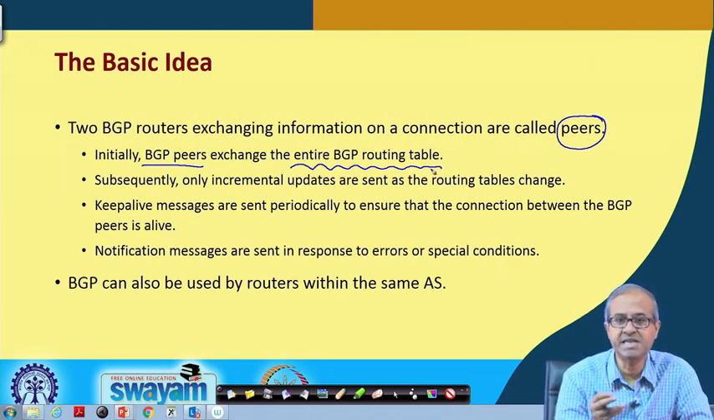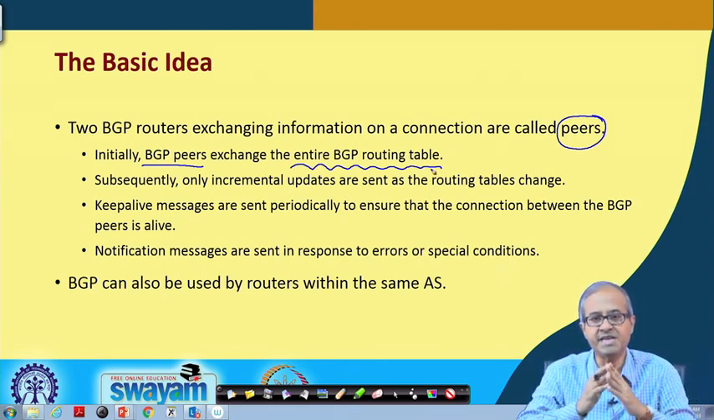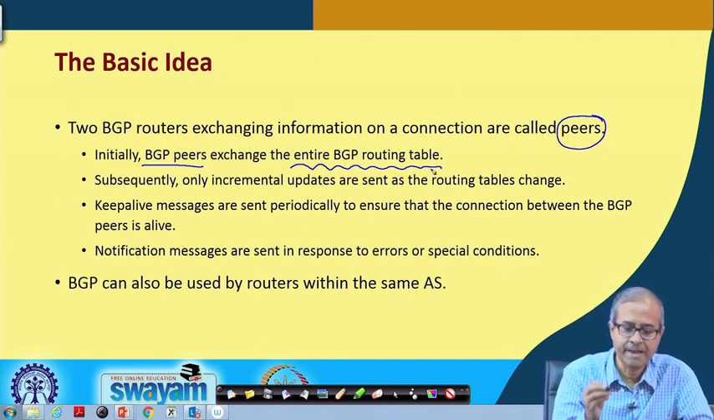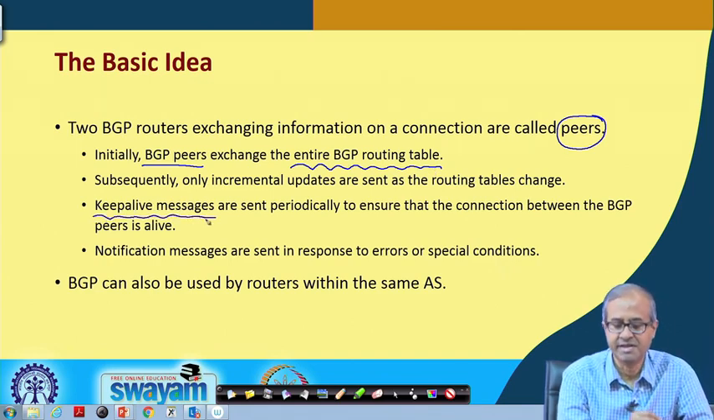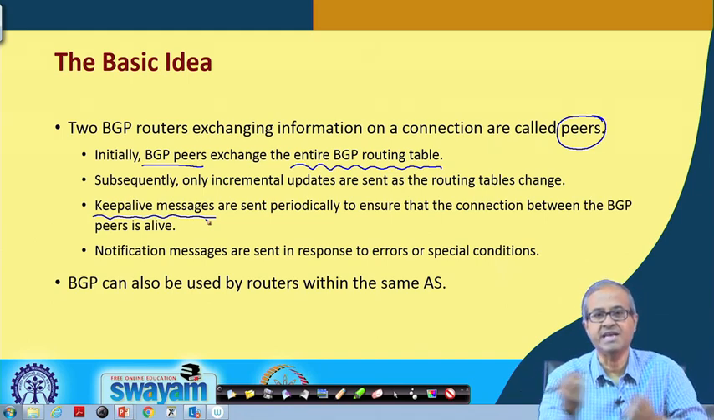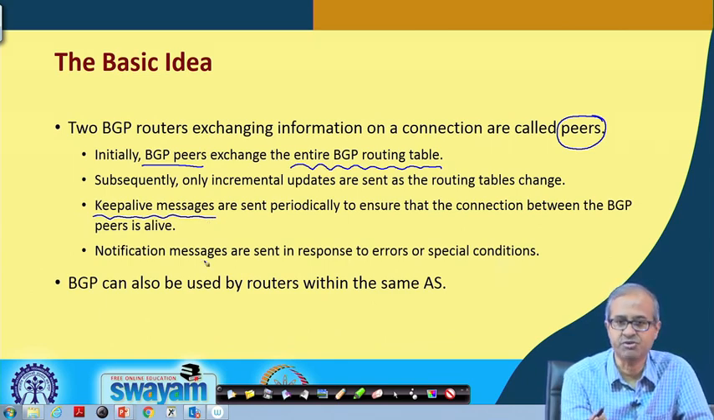But after this initial exchange of the entire routing table, subsequently I shall not be sending the entire table anymore. I shall only send information about the changes. Some new routes are getting added, some existing routes are getting modified, information like that. Okay. And of course, I mentioned these keep alive messages are important. They are sent periodically, so that both the parties know that, well, the link is alive and the routers are up and running. Notification messages also I mentioned, they are sent in response to some error conditions.